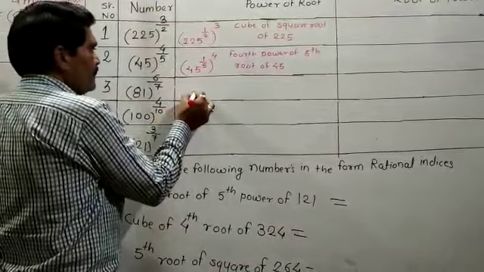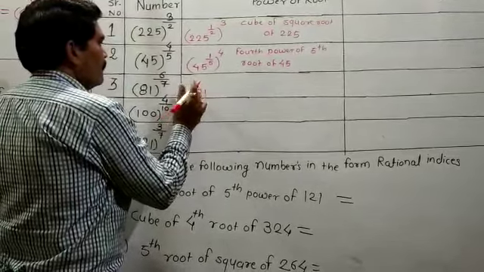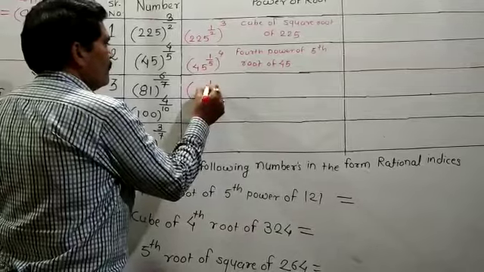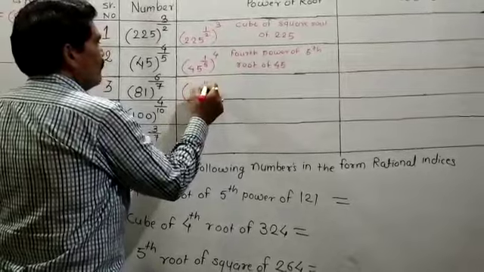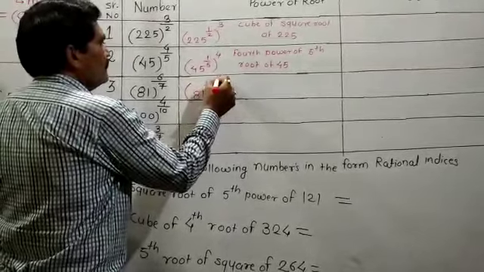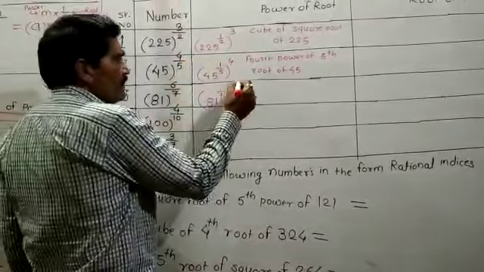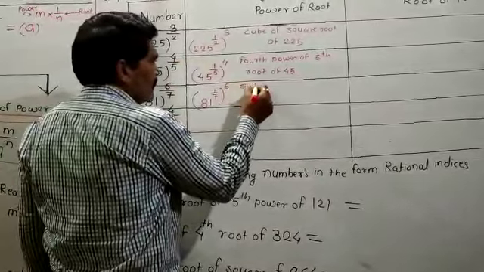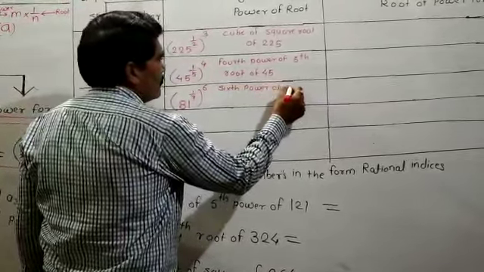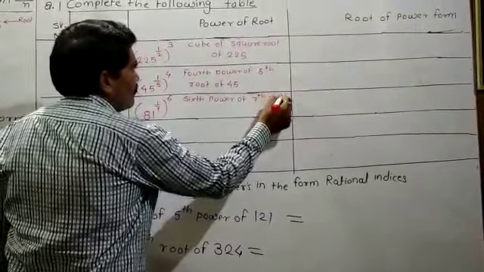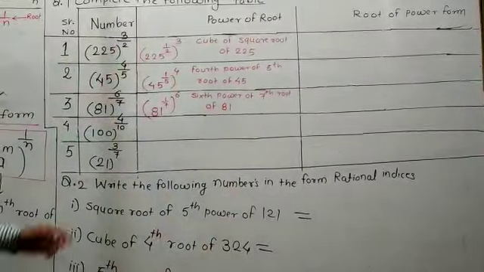How will you write this? 81. You have to write the root inside, 1 upon 7th root, power outside 6. How will you read? 6th power of 7th root of 81. You have to read this.